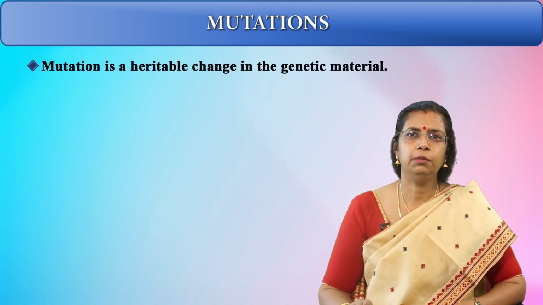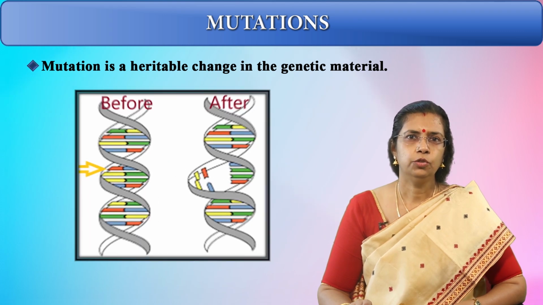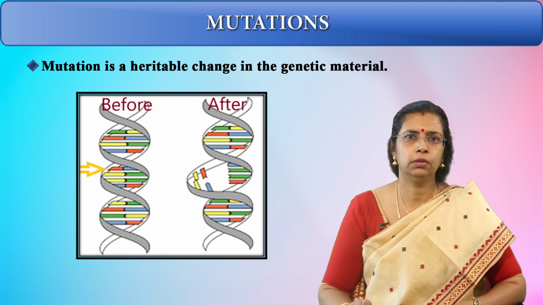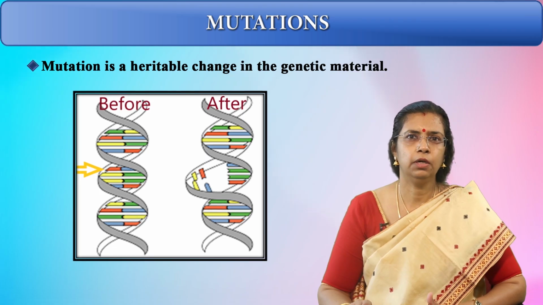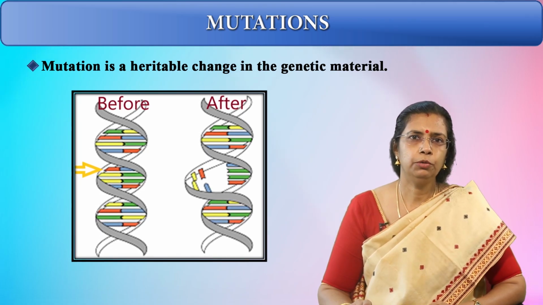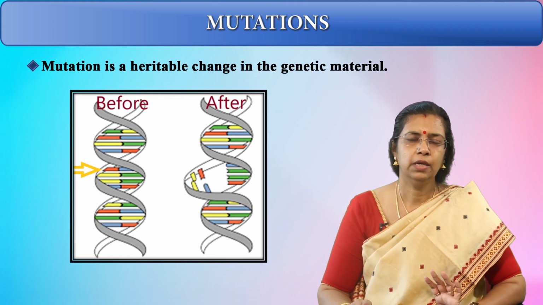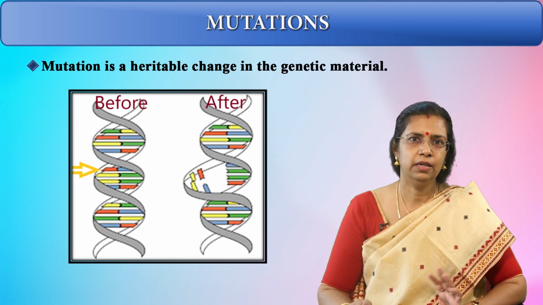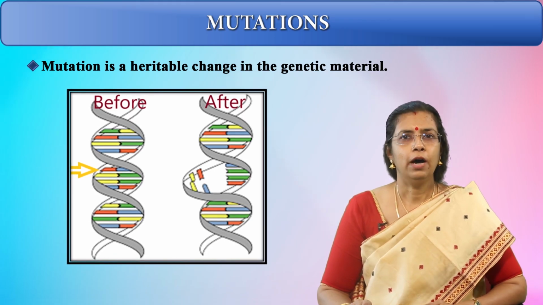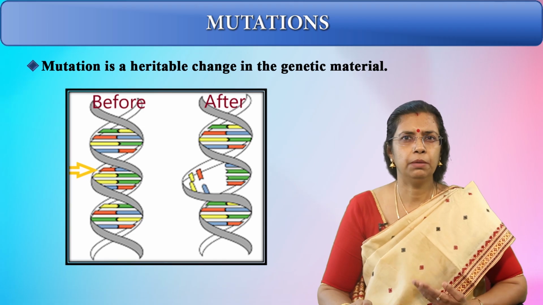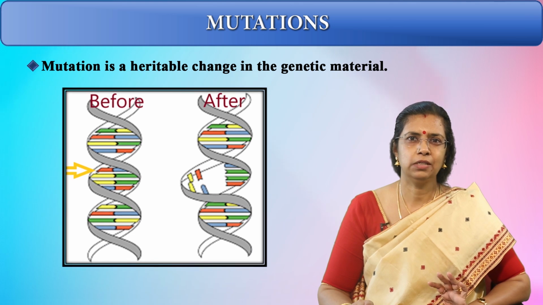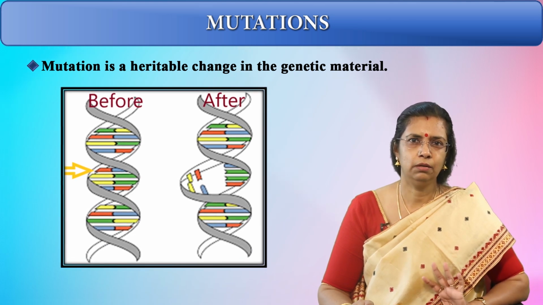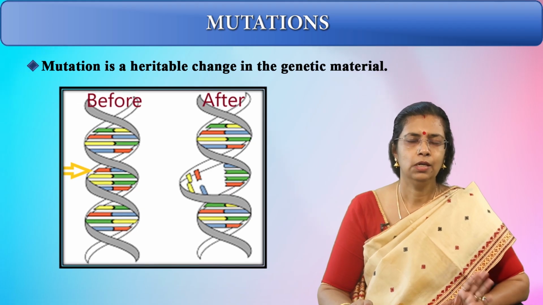Mutations. So mutation is a heritable change in the genetic material. Here you see two diagrams of the double helix strand of a DNA, before and after a mutation has occurred. Before a mutation has occurred, you will see that the base pairs align with each other and the helix appears very normal. Now after some mutation, it could be due to some chemical agent or some radiative action, you can see that those base pairs are misplaced and the double helix structure is not normal, it is disrupted.